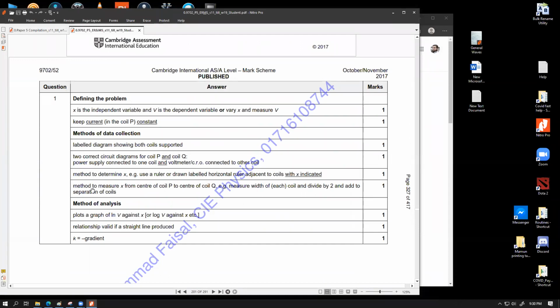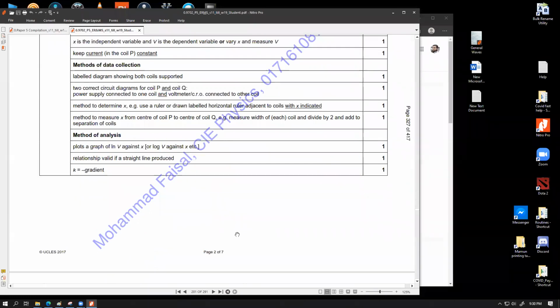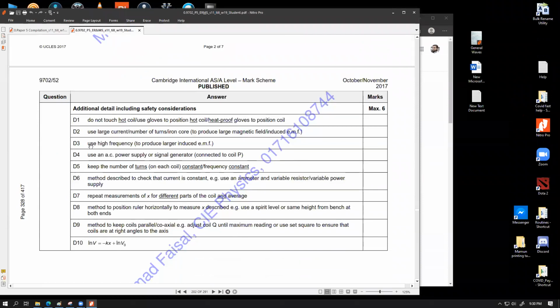And then they say method to measure X: from the center of the coils, or measure the width of each coil, divide by 2 and add to the separation of the coils. Or you can go for exactly what I said, measure from side to side. That also works. This is just an example, but what I said can also work. Plot a graph of ln V against X. The relationship is valid if a straight line is produced, k equals minus gradient. Additionally, do not touch the hot coil; use heat proof gloves to position the coil. Use large current or number of turns or an iron core to produce a large magnetic field.